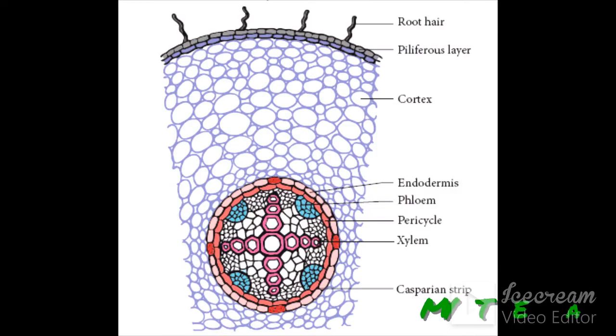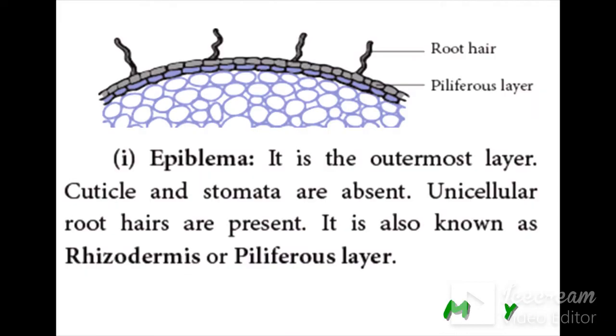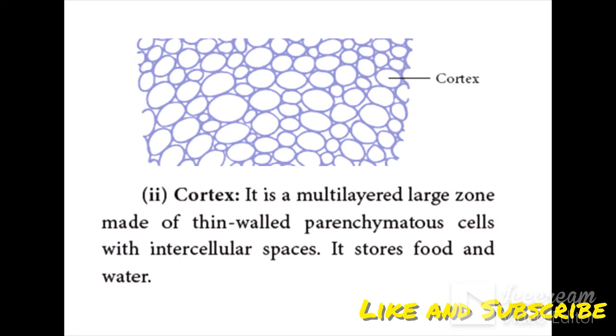First of all, you should observe the transverse section of the dicot root diagram. Now let me explain the parts. The outermost layer is epiblema. Here, cuticle and stomata are absent. We can observe unicellular root hairs. So it is also known as rhizodermis or piliferous layer. Second one is cortex. It is a multi-layered large zone made up of thin-walled parenchyma cells without intercellular space. What is its function? It stores food and water.